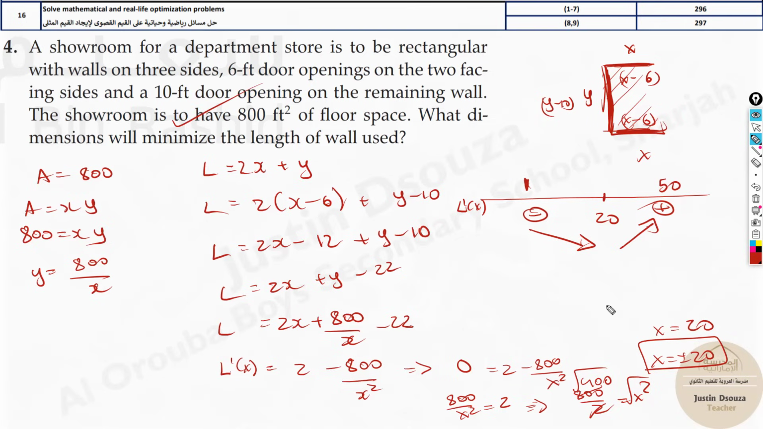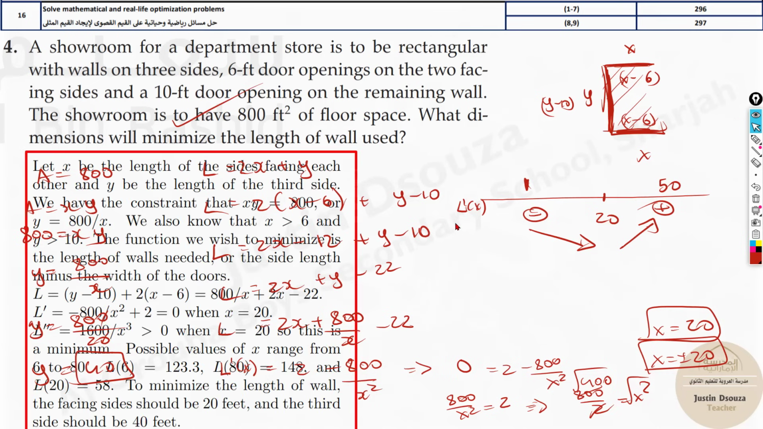It's the minimum length now, whatever you find out. And what is the y value? Over here, y equals 800 divided by x, which is 20, right? Now solve this, it will be 40. So y equals 40. When you have the dimensions of x equals 20 and y equals 40, you will have the minimum length for the wall. So this is how we solve it out. You can see here it's 20 feet and 40 feet.